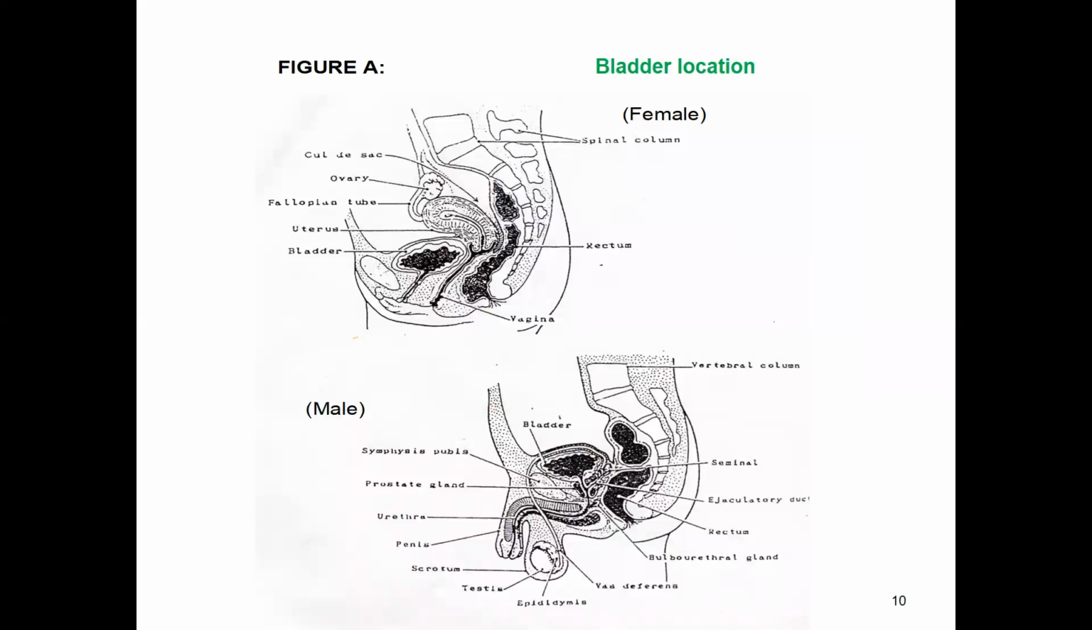This slide shows the bladder location with the female and the male anatomy. One big difference is the length of the urethra between males and females. The females, of course, have a shorter distance from the bladder to the outside of the body.